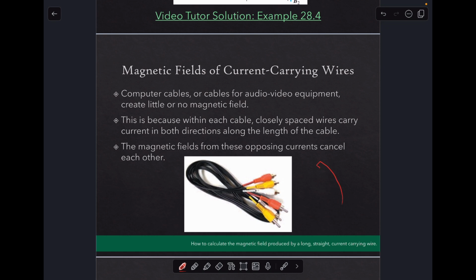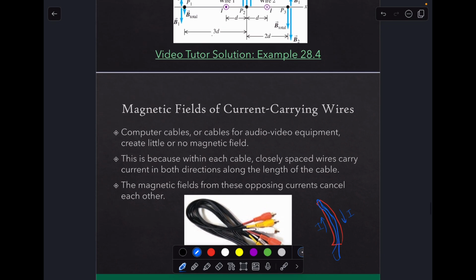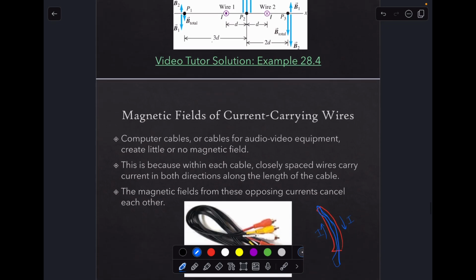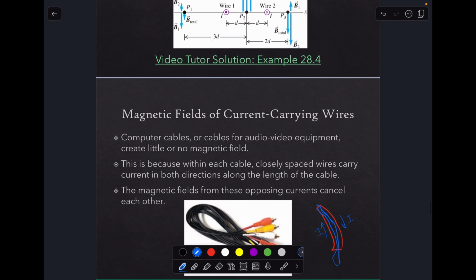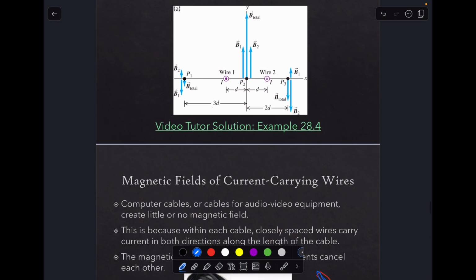So even though you have one single cable, bundled inside there are smaller wires that go to your device, turn around, and come back to form a complete circuit. And so therefore you have different current directions, and outside of that cable, the fields will add up oppositely, right? So you'll get a small or zero field outside. For example, looking at P1 here, P1 is outside wire 1 and wire 2.